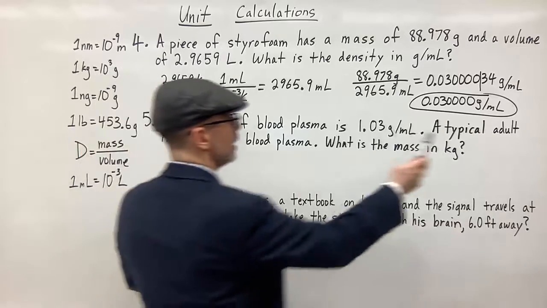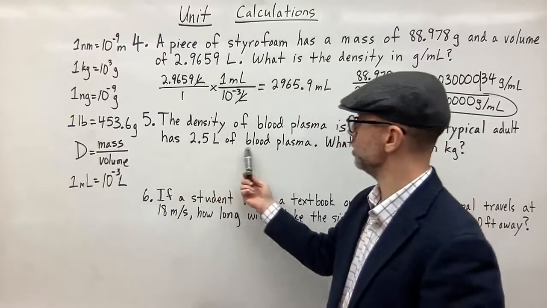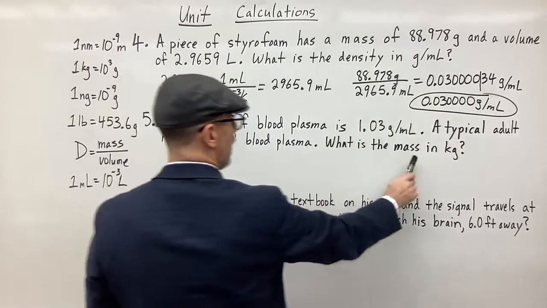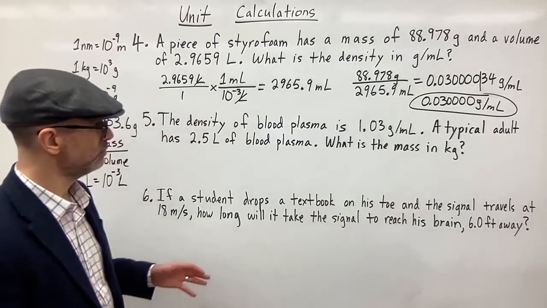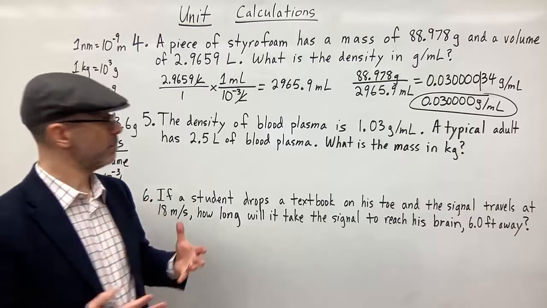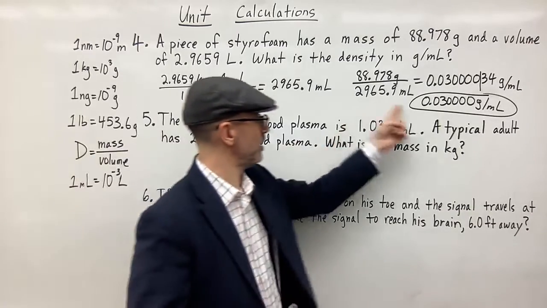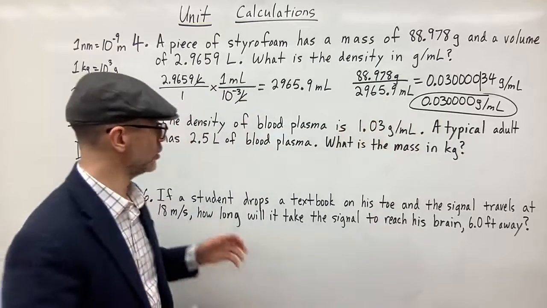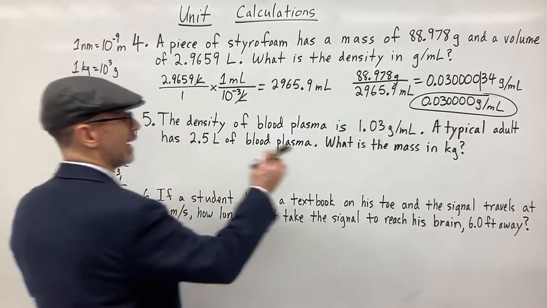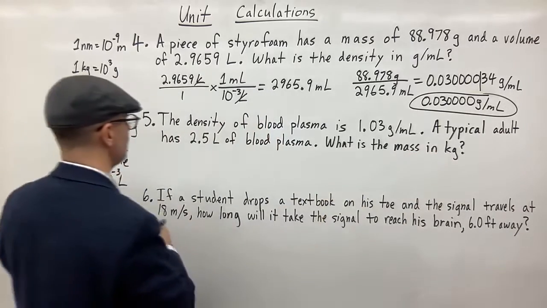They say a typical adult has 2.5 liters of blood plasma. What is the mass in kilograms? So I need to get the kilograms. But what do they give me? They give me liters, and they give me this conversion factor. So I've got to start with liters, right? And what is the mass? That's the end. What is the mass in kilograms? So I need to get to kilograms.